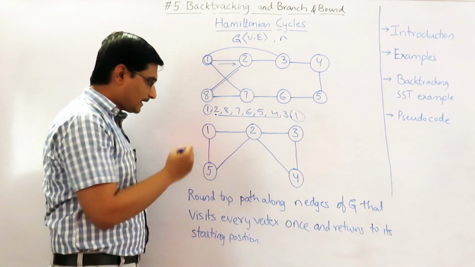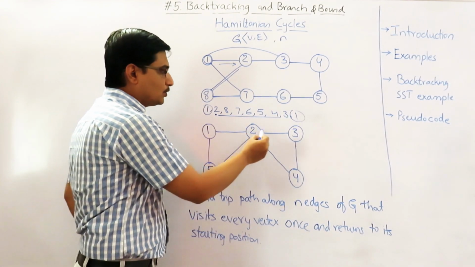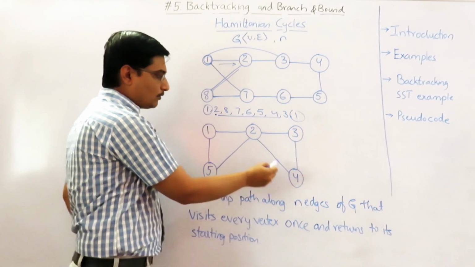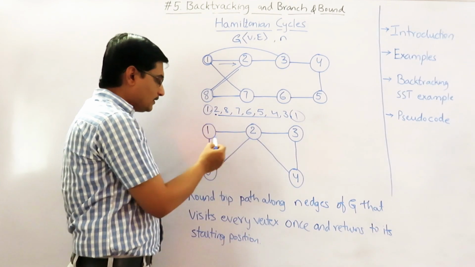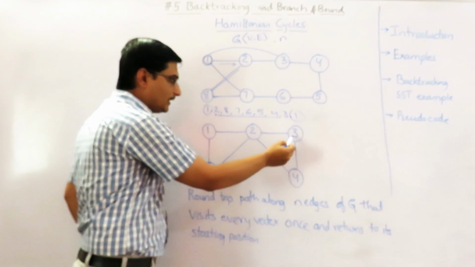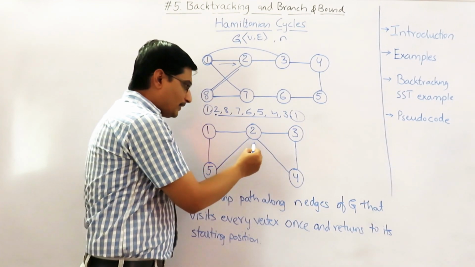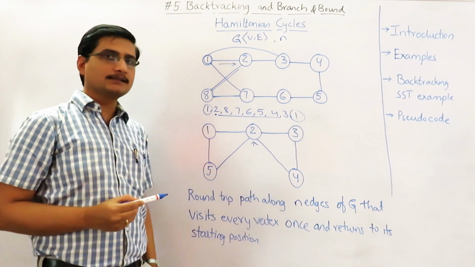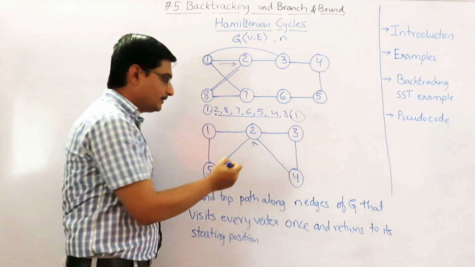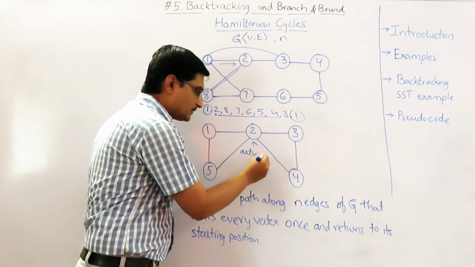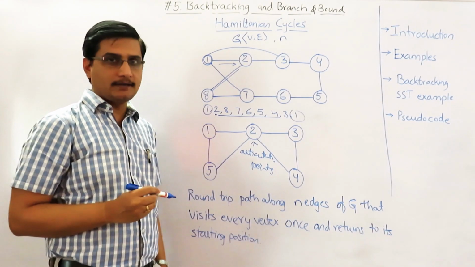Say for example, in this graph, is it possible to find the Hamiltonian cycle? Let us check: 1 to 2, 2 to 3, 3 to 4, 4 to 2 again we need to visit. So this is visited twice. If we start in this path, 1 to 5, 5 to 2, 2 to 3, 3 to 4, there is no way of coming back to 1. Say if we have a graph like this, where there is a vertex which divides the graph, which we can call an articulation point. In such a graph, we cannot find a Hamiltonian cycle.